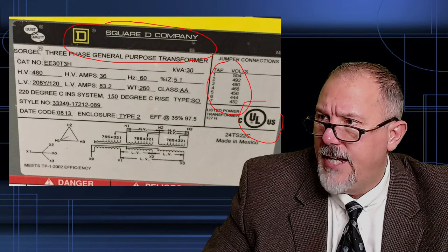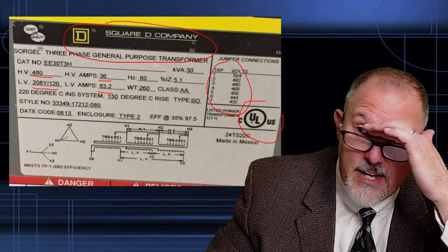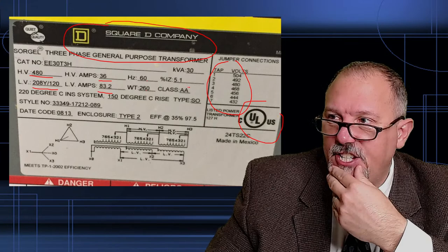Taps for my voltages. I've got my 208Y/120 high voltage. Oh, this is nice because it puts the full load amps on there for me, low voltage and high voltage. I got my weight, my frequency, insulation rating, percent Z, 5.1.